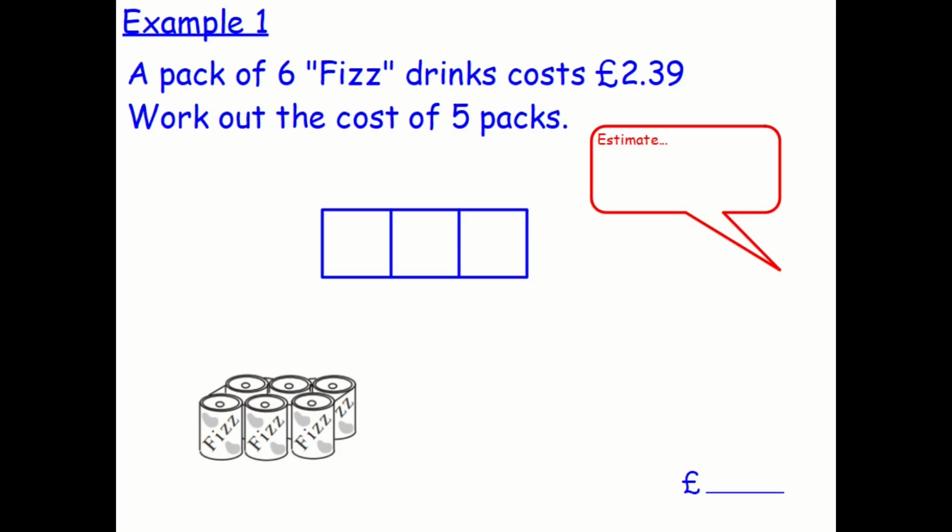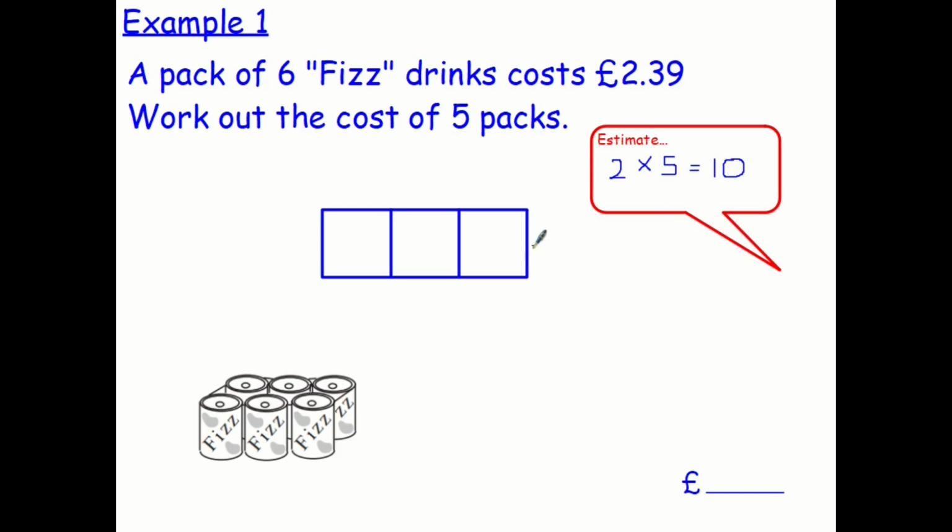So £2.39, well, that is closer to £2 than it is £3. So I'm just going to say that £2.39 is basically 2. We're trying to find easy numbers to make this as easy as possible. And I want 5 of them. So my estimate is just going to be 2 times 5, which is 10. So I know that my answer is going to be in the region of £10. That just helps give me a rough area of where I know my answer's got to be.